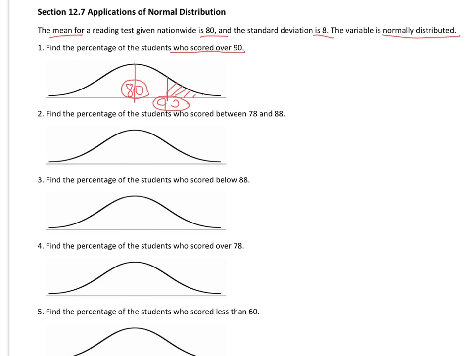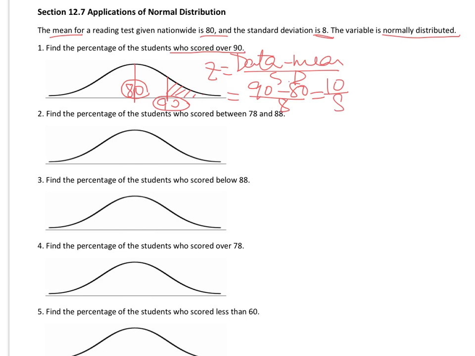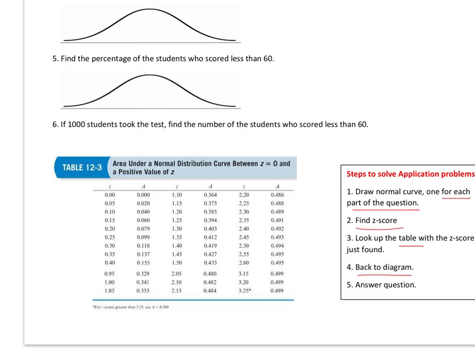The next step, we need to find the z-score. The z-score is the data value, subtract the mean, and divide by the standard deviation. So we have the data value 90 minus 80, divided by 8, because the standard deviation is 8. Once we work this out, this is 10 divided by 8, which is 1.25 as my z-score. So the next step, with this z-score, you are going to go to the table. So let's go to the table.